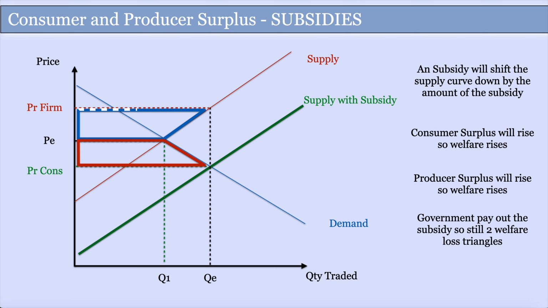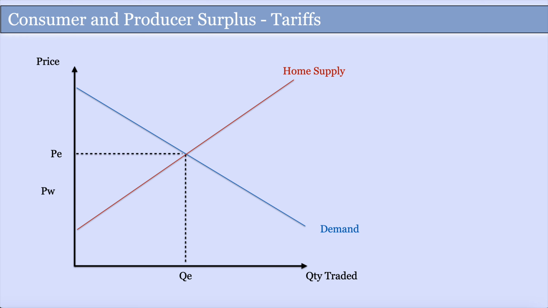But, of course, the government have to pay that as a subsidy. And so even though you've gained that and you've gained that, the cost to the government is the whole area here, and so therefore you end up with what we call a welfare loss triangle there, which is basically saying that the government paid too much in the market for that increase in the quantity.